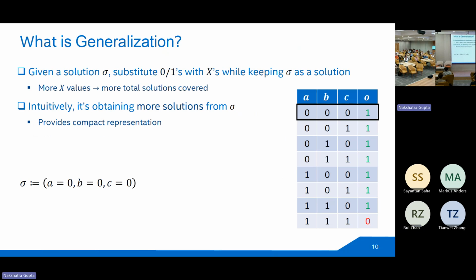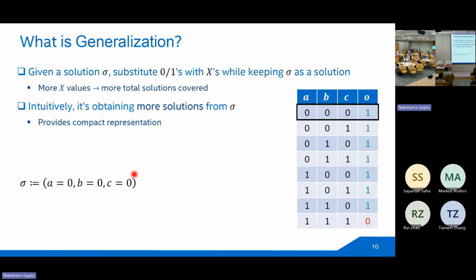Generalization is the process of taking an original solution and replacing Boolean values, so replacing 0s or 1s, with don't care values. So we reassign the variables. We can think of it as intuitively obtaining more solutions, because if I have more don't care values, I cover more total Boolean solutions. So here we have an example of generalization.